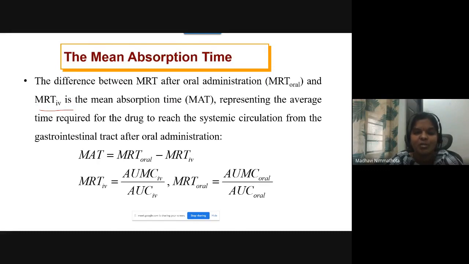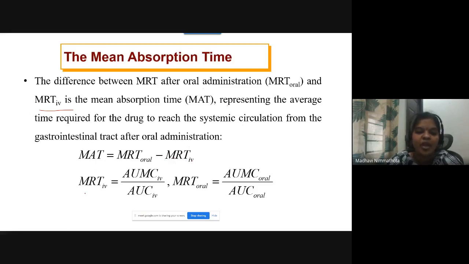This is called the mean absorption time, representing the average time required for the drug to reach the systemic circulation from the GIT. When you take the dosage form through oral administration, after reaching systemic circulation from the GIT, you need to calculate the mean absorption time by using these equations. Mean absorption time is MRT oral minus MRT IV: the mean residence time of oral administration subtracted from the mean residence time of IV administration.